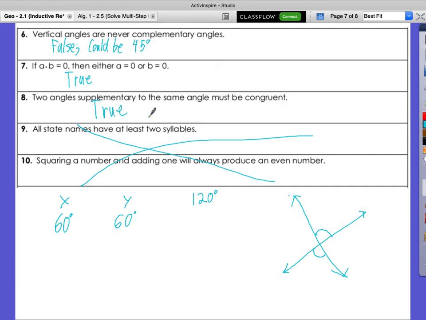All stadiums have at least 2 syllables. Mr. Carlson, I made fun. Oh, cute. Okay. Oh, I have to talk to you after.